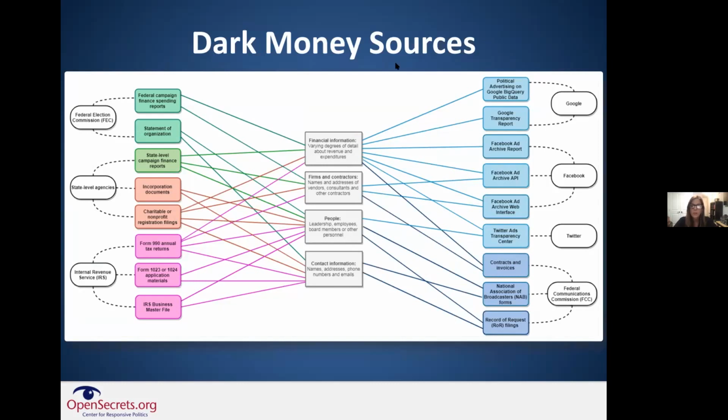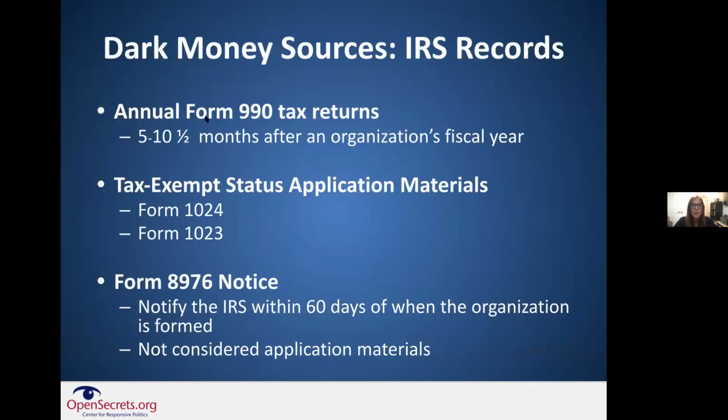And I'm happy to share this with everyone since it's a good resource. I created it for myself to use, and I know it's helpful to other people to some extent as well if you're trying to track dark money.